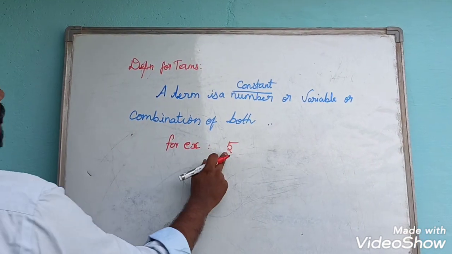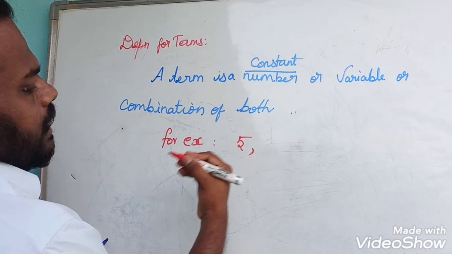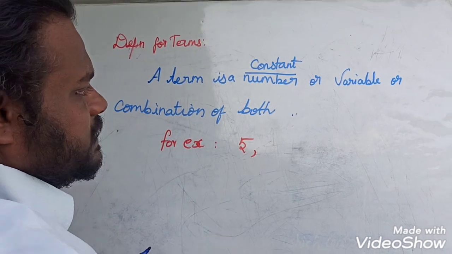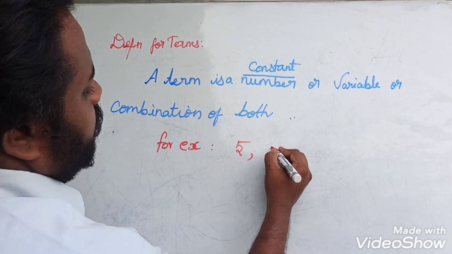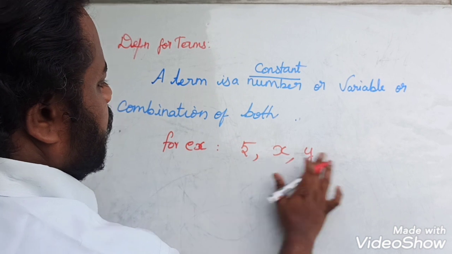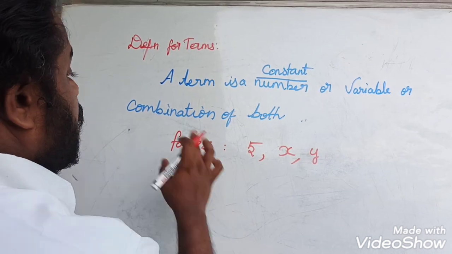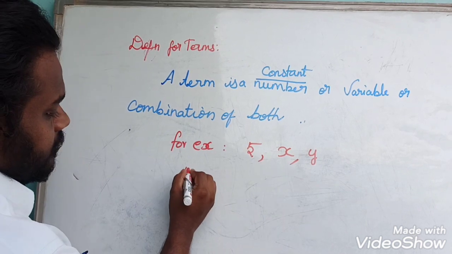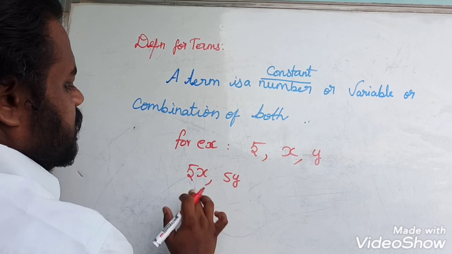So 5 is a number and we say it is a constant. Or a variable. Variable in the sense all the alphabetic letters we say as a variable. For example, x, y, these are all variables. This is one of the terms. And another is a combination of both, like 5x, 5y. So these are all one term, a single term.